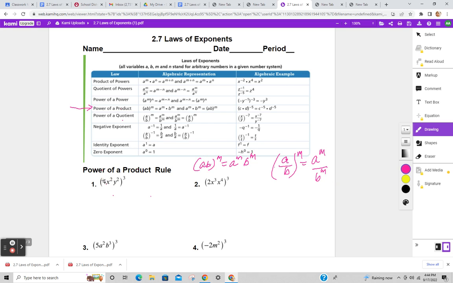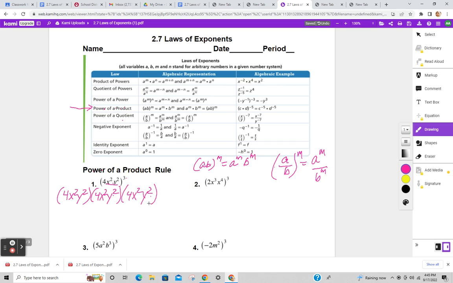But again, I'm going to do the very first problem using the product rule, not the power of a product, only so you can appreciate how much easier it is to simplify this power using the power of a product rule. So the first thing I'm going to do is express this power as a product. So this is 4x squared y squared, times 4x squared y squared, times 4x squared y squared. So this product is being repeated 3 times, and that's what I have here.